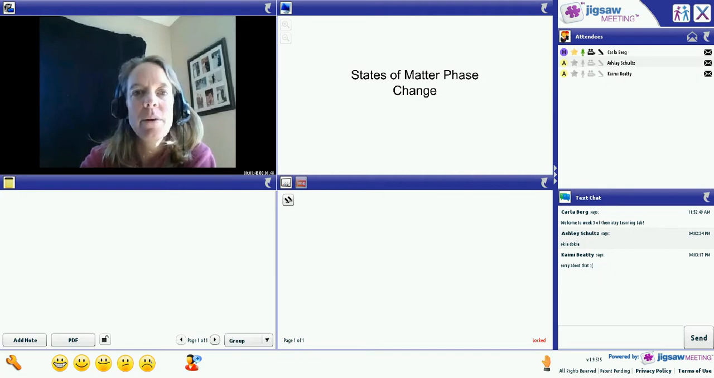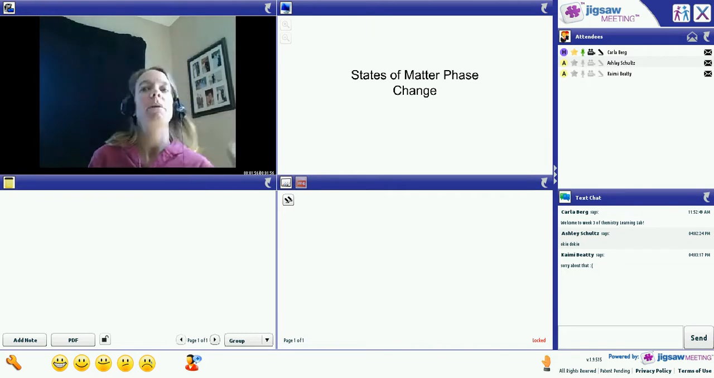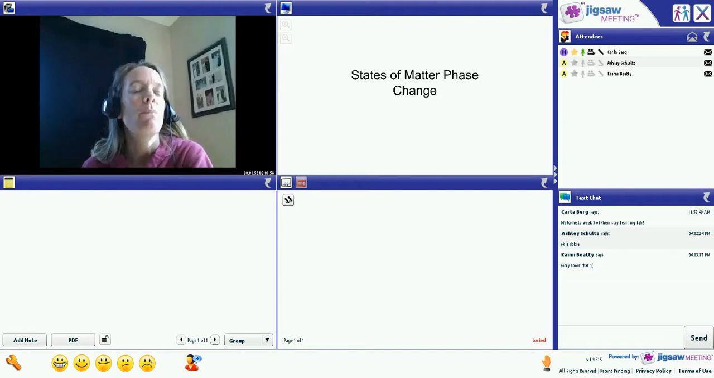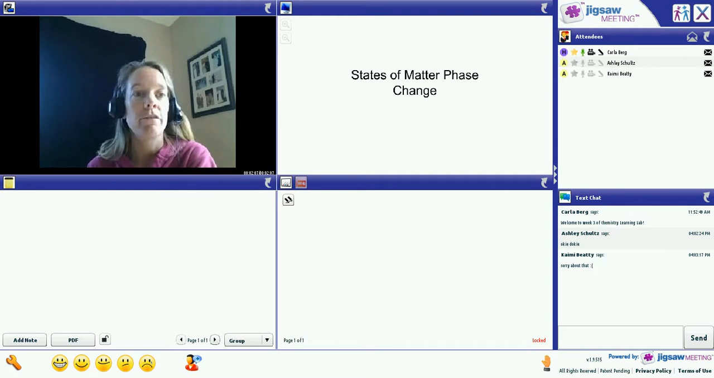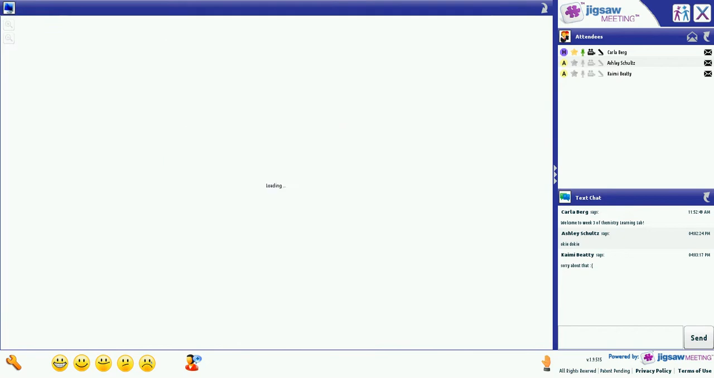And today we are going to talk about phase changes, or when matter changes phases. This is probably something that is very familiar to you already. If you put an ice cube out on your counter, it's going to melt. That is a phase change. When you boil water, the water is changing from a liquid to a gas through evaporation. So let's go ahead and take a look at this PowerPoint.